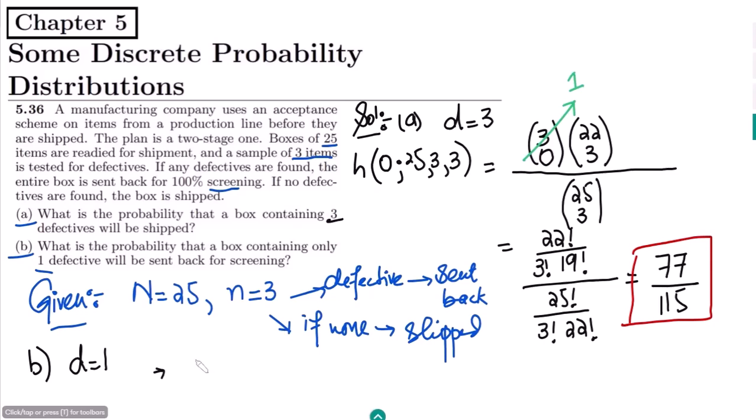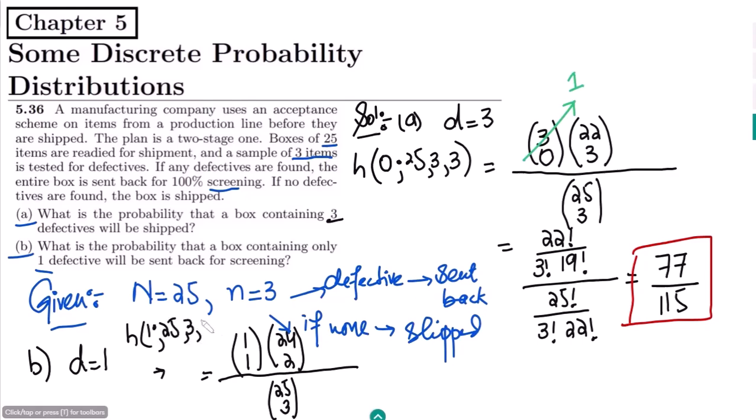Again using the hypergeometric probability distribution, here the total items are again 25 choose 3. Now the defective items are 1, and during the scrutiny only that defective item is selected. The remaining items here are 24 which are non-defective, and 2 out of them are selected. So let me write the hypergeometric formulation for it. It is h(1; 3, 25, 1), and K is also 1. So this is what we have here.